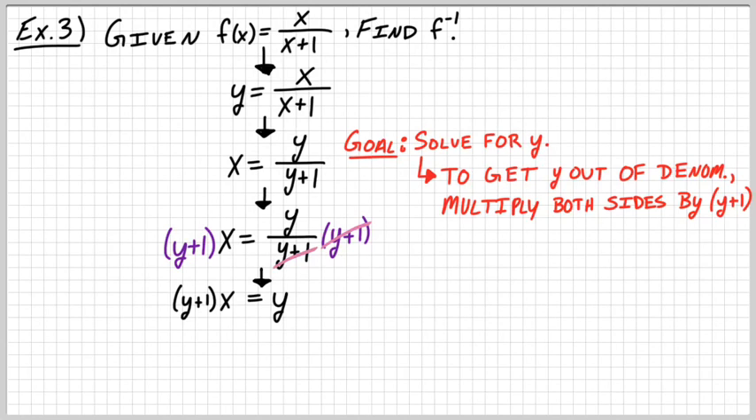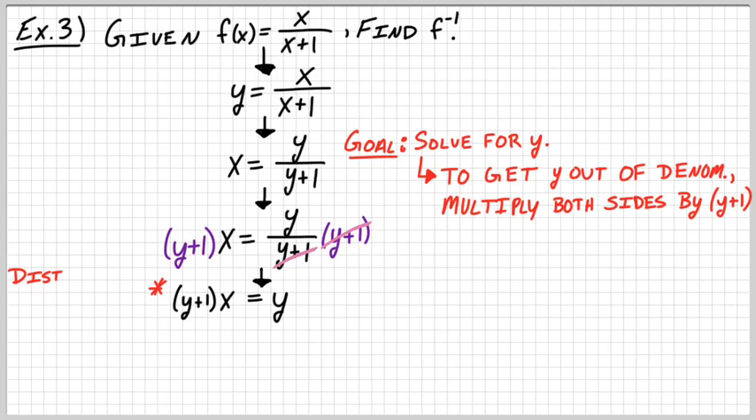So now I got the y out of the denominator, but it still looks a bit messy. I got a y over here, I got this y plus 1 quantity over here. So the best thing we can do right now is start to simplify a little bit. Let's distribute this x through this quantity, and then let's see if we can get the y's together all on one side. So let's take a look.